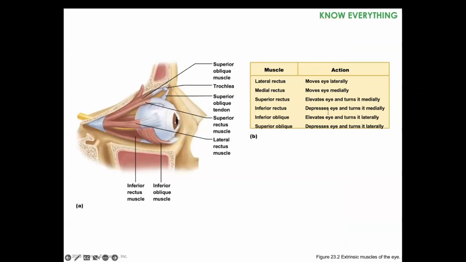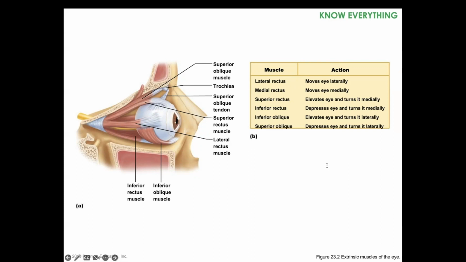And this is a look at the 6 muscles in the eye. There are 4 rectus muscles so that they're straight, and there are 2 oblique muscles, so they're going to be angled. They all act in accordance to their name. So for instance, the lateral rectus moves the eye out laterally. Elevation of the eye is going to mean to look up, and depression means look down.